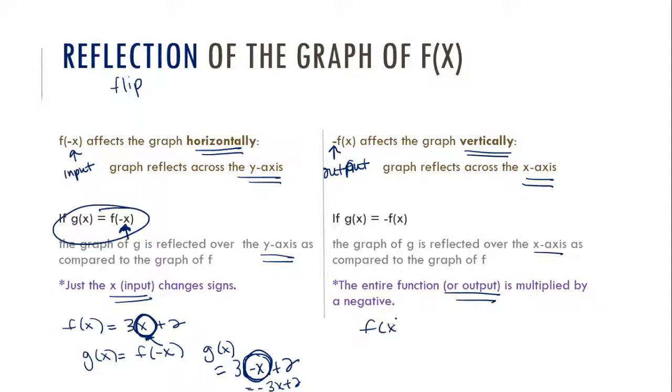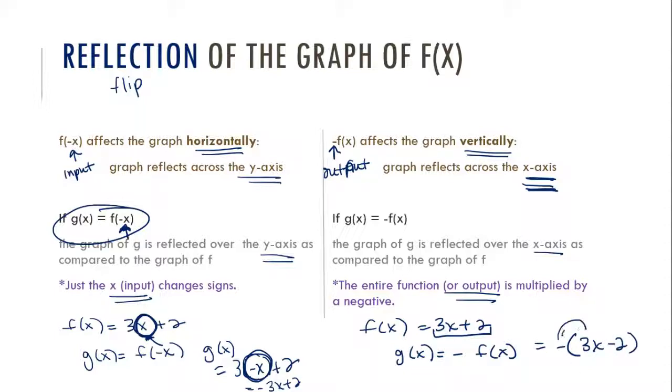So if I have this same example, I start with the same function, 3x plus 2, and this time I'm reflecting across the x-axis, I'm reflecting vertically. When I go to evaluate that translation, I'm putting that negative out front of the entire output or in front of the entire function. So I have to distribute that negative to both terms. It's going to change the first term and it's going to change the second term. And that would give me my new g of x.